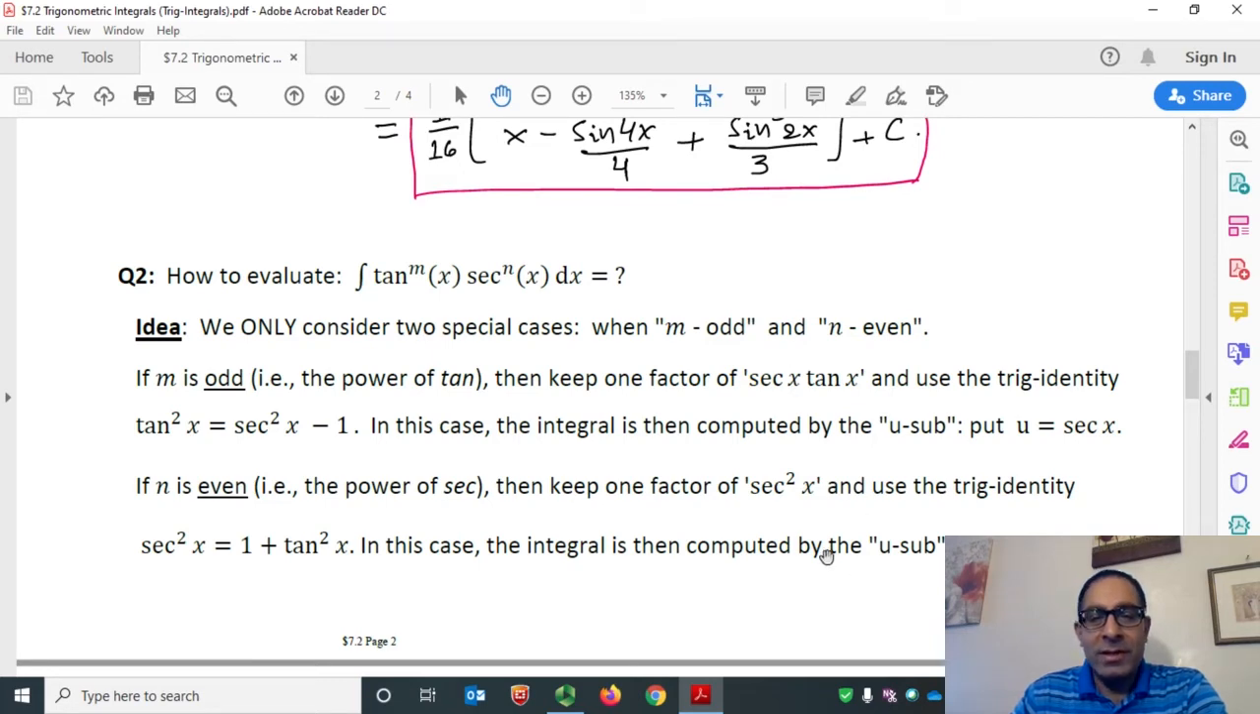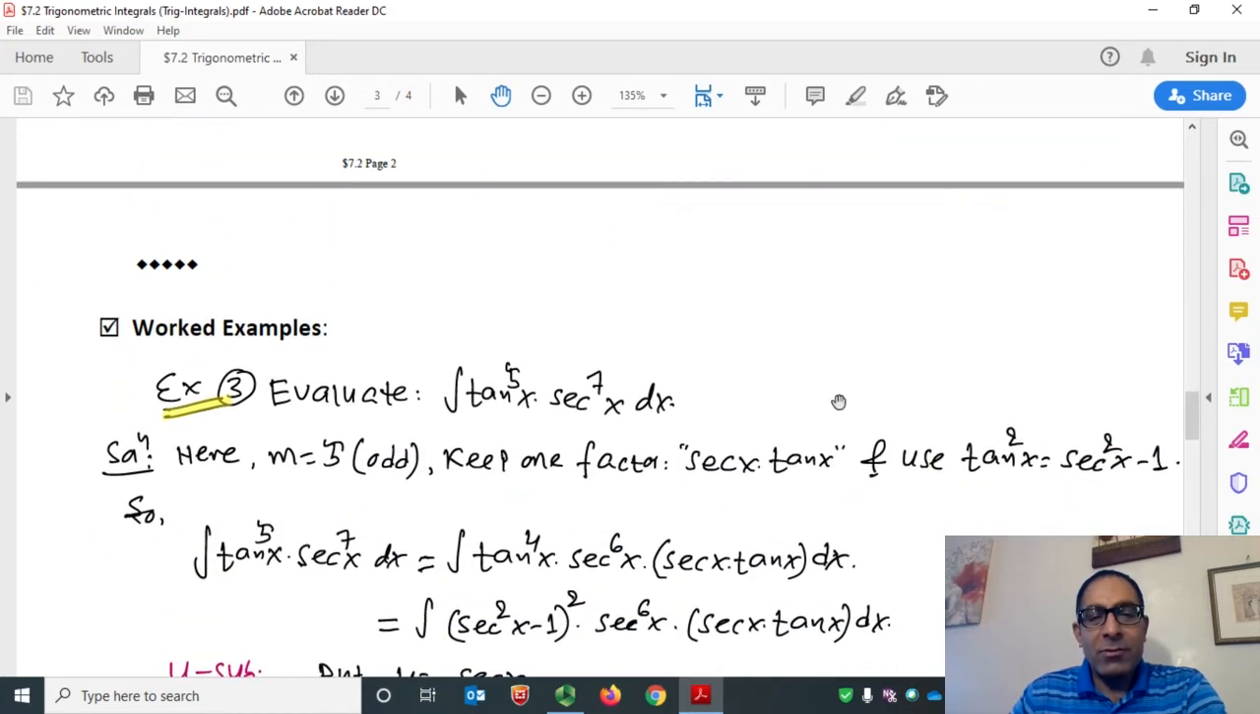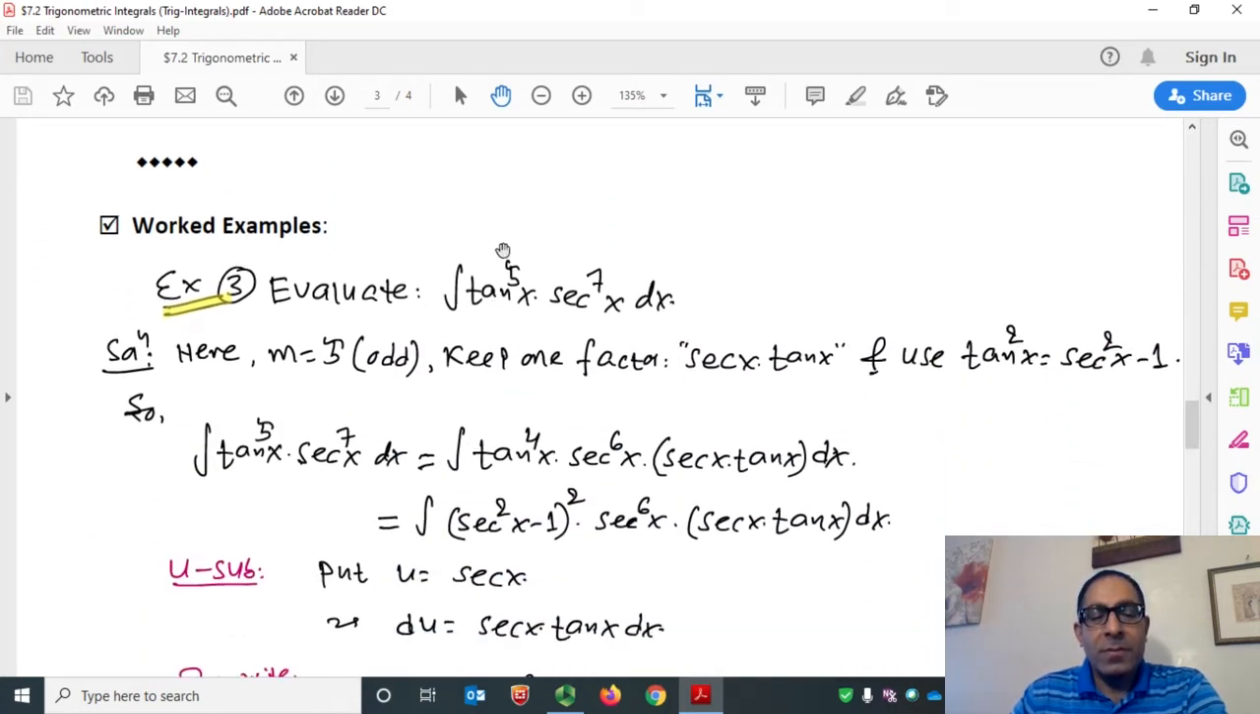Okay, so now let's implement this idea to evaluate this example 3. Evaluate the integral of tan to the power 5 x times secant to the power 7 x dx. Let's begin the solution. Here m is 5, odd. So keep one factor secant x tan x and use tan squared x equals secant squared x minus 1. So that's the idea. Given the integral of tan to the power 5 times secant to the power 7, keep secant x tan x.